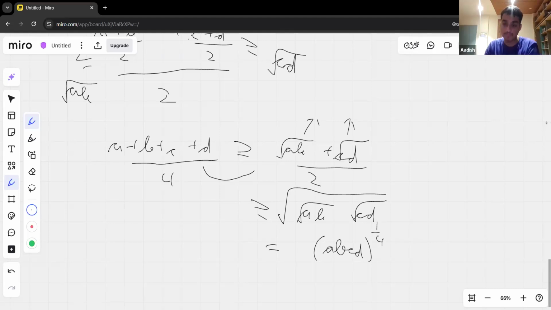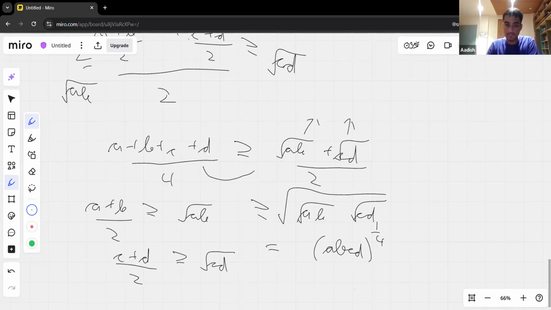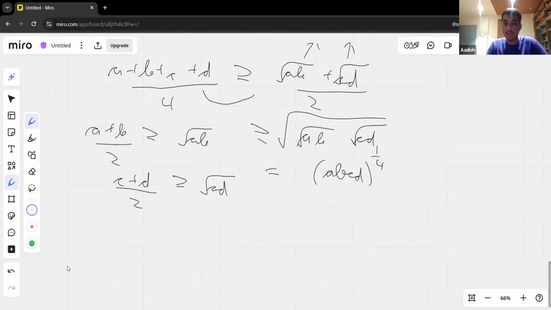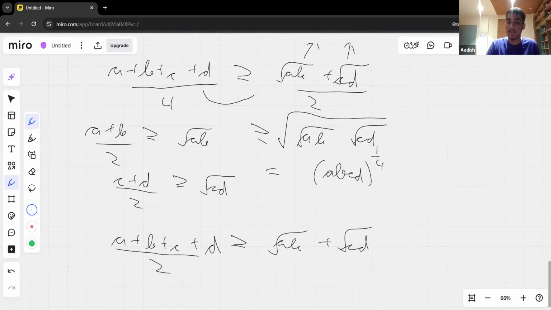How did the RHS come in that step? Okay. We already know (a + b)/2 is greater than or equal to root ab, and (c + d)/2 is greater than or equal to root cd. This we have proven already. Now we add both of these inequalities, because if this is greater than this and this is greater than this, then their sum is greater than this sum. And this is greater than or equal to root ab plus root cd. Then you divide both sides by 2. So you get this. Nikhil, is it clear?